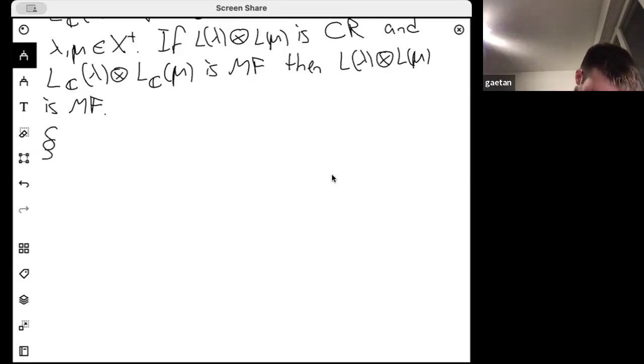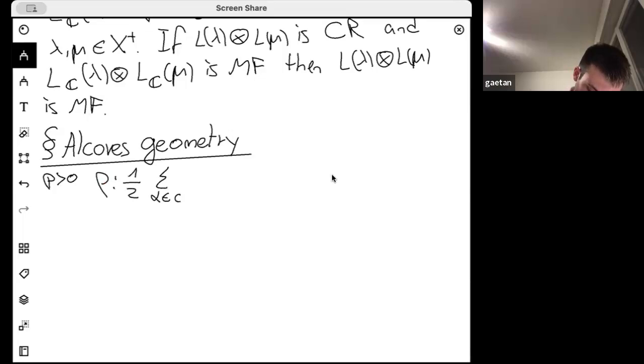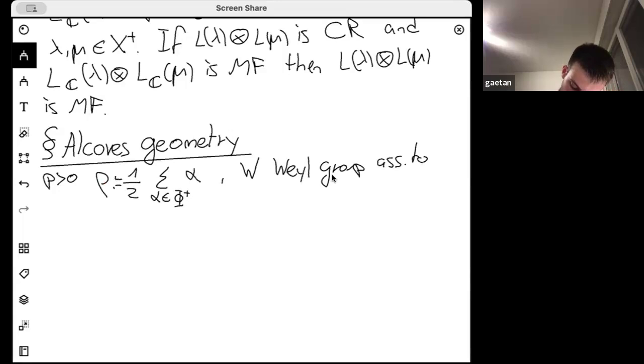Okay, so alcove geometry. As before, p is greater than 0, and I denote by rho the half of the sum of all the positive roots in our root system. And I will also denote by W the Weyl group associated to the root system phi. So this is a Coxeter group generated by reflections with respect to the simple roots.